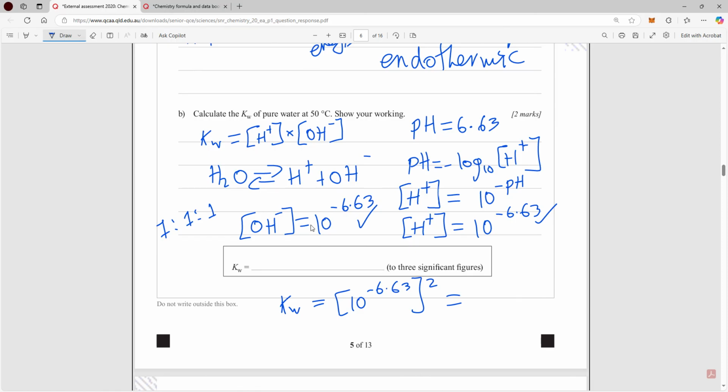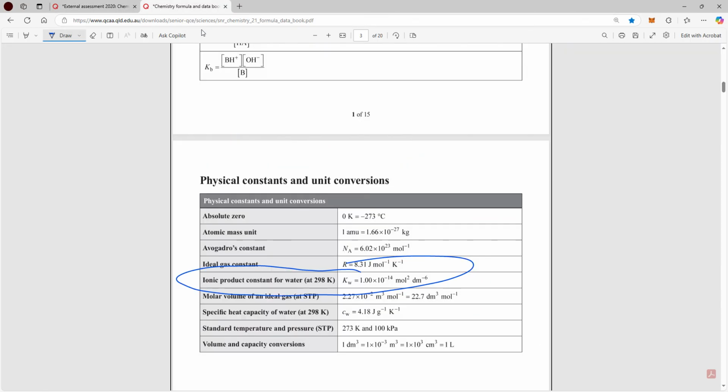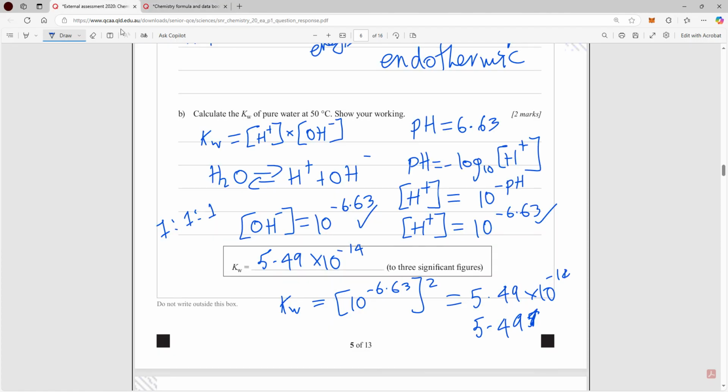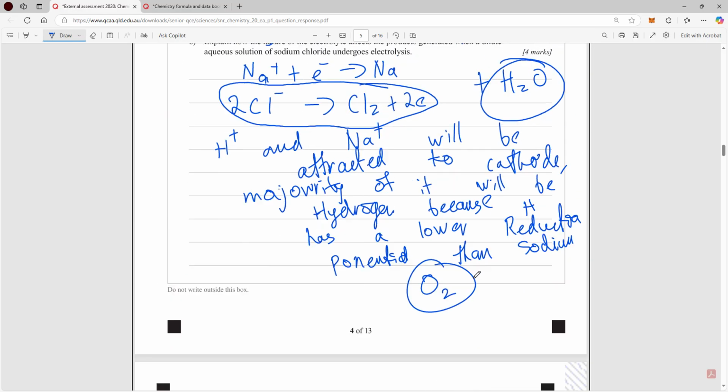Alright, so we'll check that into our calculator. So 10 to the power of negative 6.63, squared. Produces, you should get about 5.49 times 10 to the negative 14. Now they said three significant figures. So 5.495. Oh, actually no. Significant figures, never mind, not decimals. So 5.49 times 10 to the negative 14. And I'm pretty sure it's unitless. Oh, mole squared. I'm not sure what that is, actually. How terrible is that? I'll just leave it like that, okay? I don't think you'll get marked down in this case here. But usually you put units.